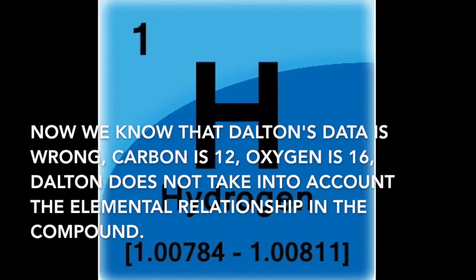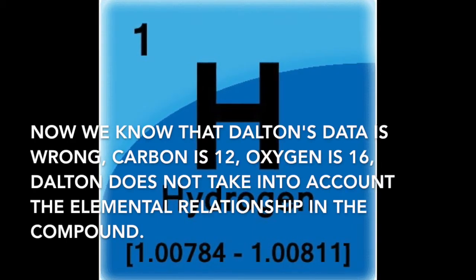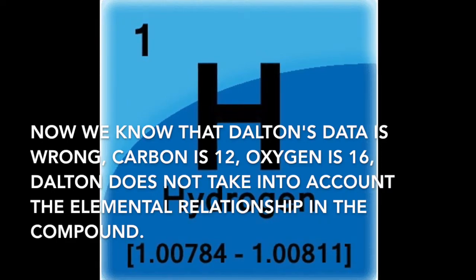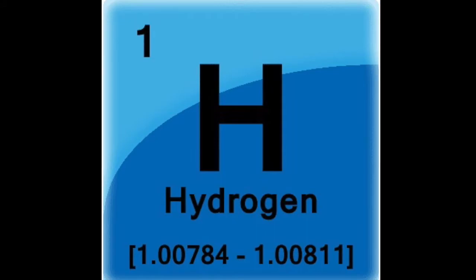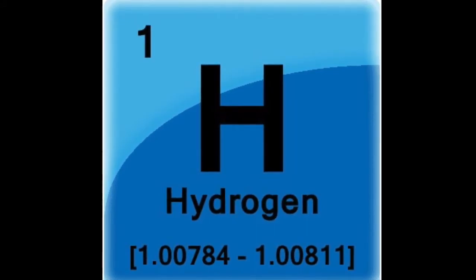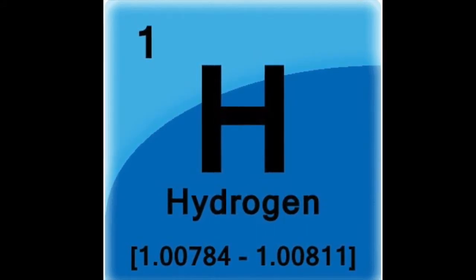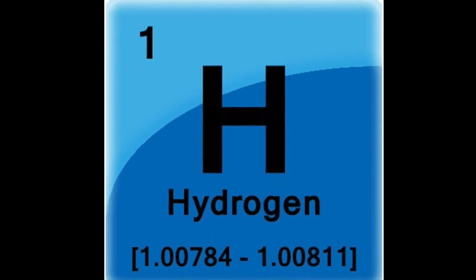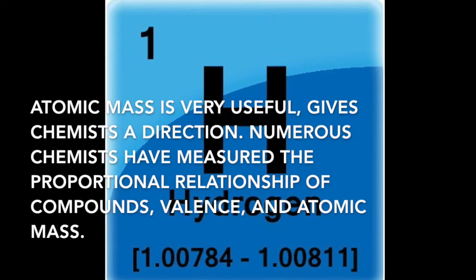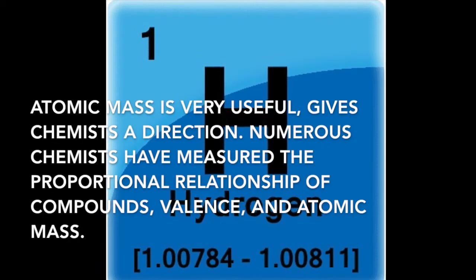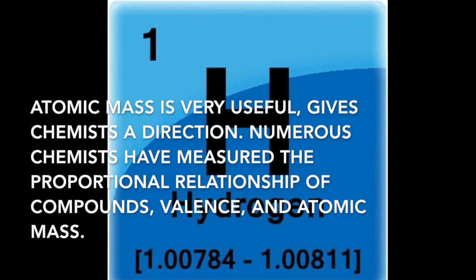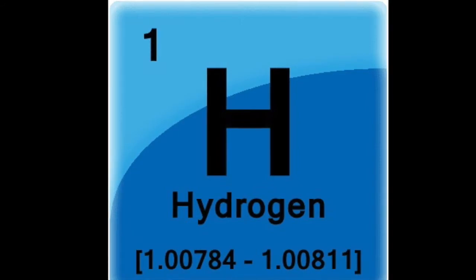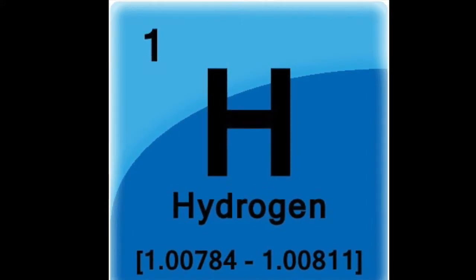Now we know that Dalton's data is wrong. Carbon is 12. Oxygen is 16. Dalton didn't take into account the elemental relationship in the compound. Atomic mass is very useful; it gives chemists a direction. Numerous chemists have measured the proportional relationship of compounds, valence, and atomic mass.